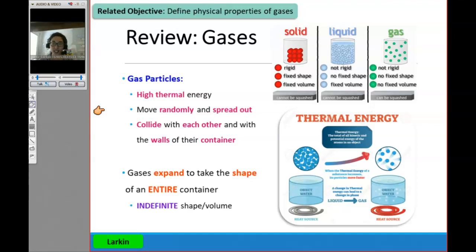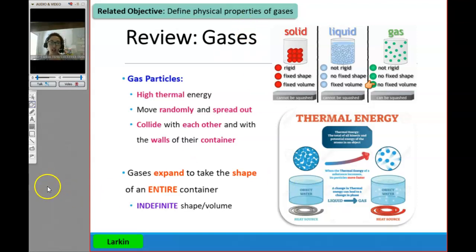Now, again, gases, because they have all of this energy and they can escape and expand, they will try to take up their entire container, assuming they're in a container. If they're not in a container, they'll try to spread out indefinitely, which means forever. And the result is they also have no fixed shape and no fixed volume. They can spread out to take up as much space as they want, and they can also change their shape, a lot like you see smoke changing its shape.